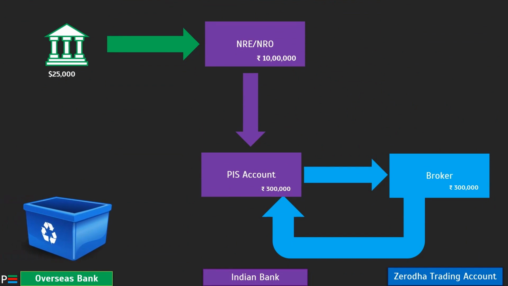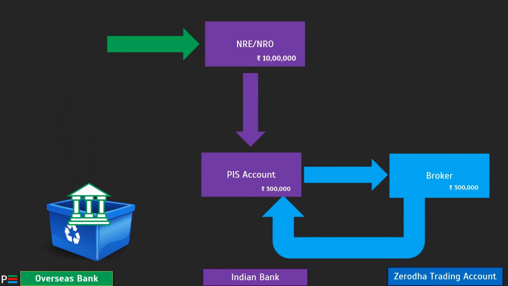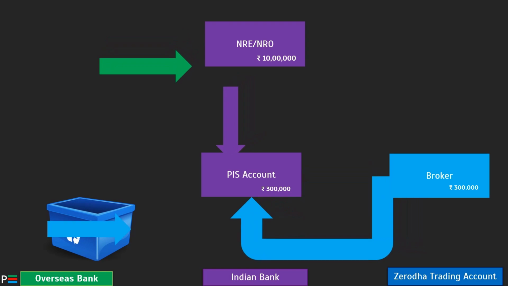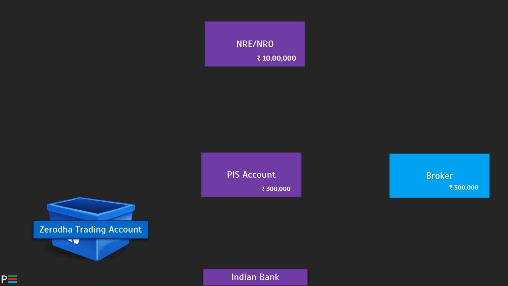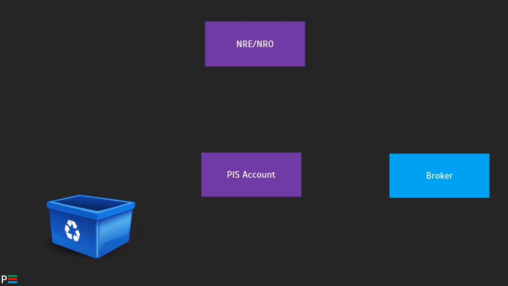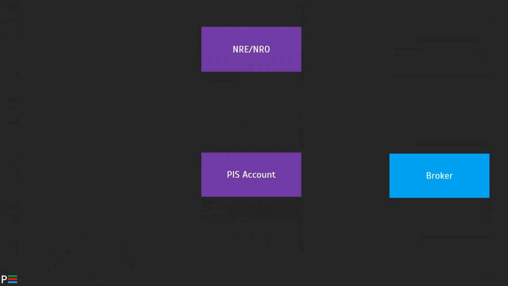As you can see, in this whole transaction of buying shares as an NRI, I have operated across 3 different accounts: an NRE or NRO account, a PIS account and a brokerage account. You can choose to open either an NRE account or an NRO account to purchase shares, but you don't need both these accounts.